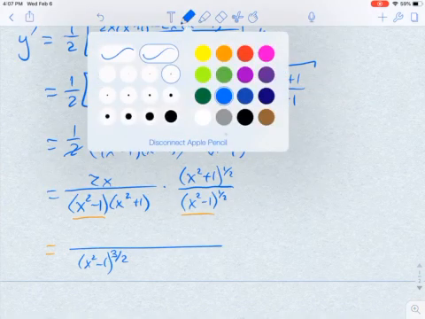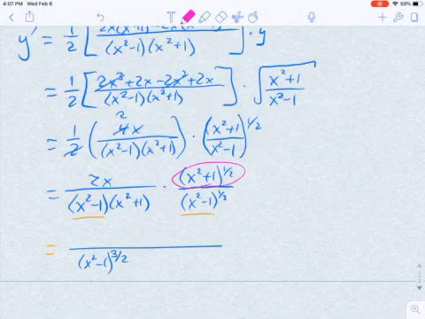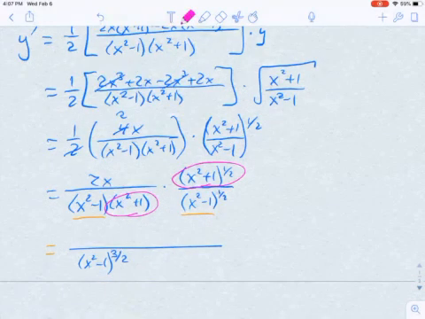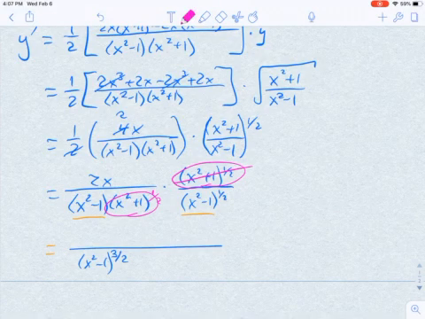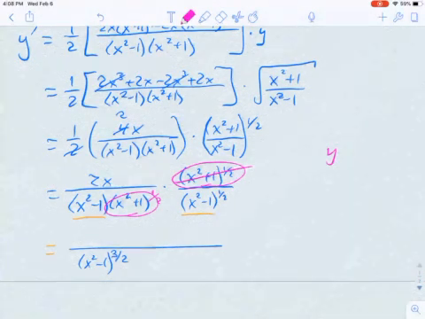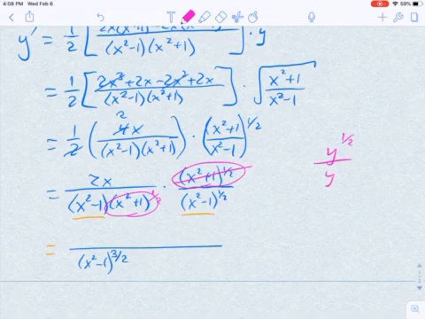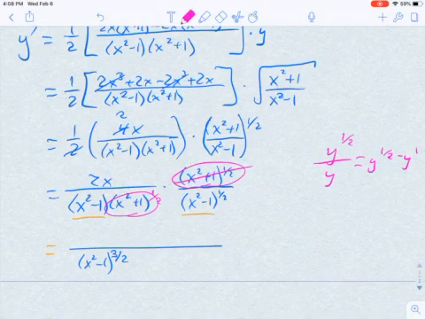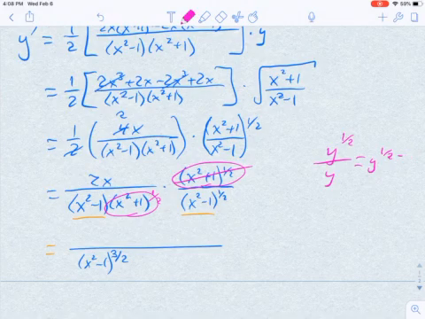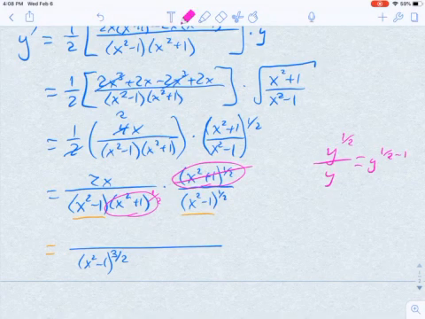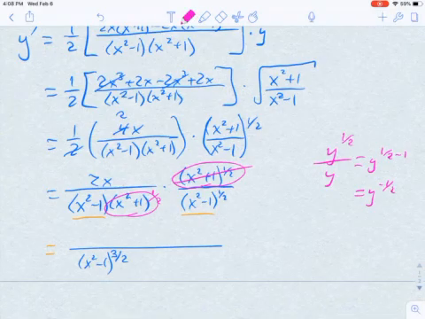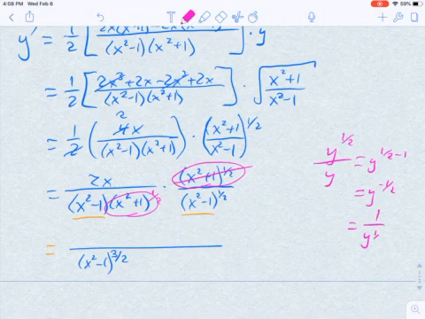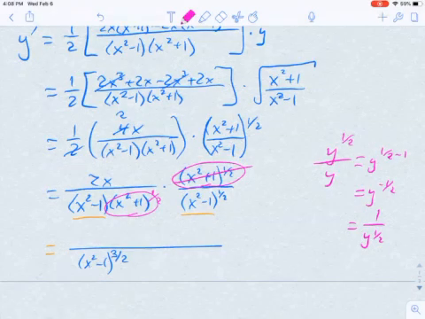And then this one and this one are actually going to have some cancellation. This is gone, and there would be 1/2 left here. Y to the 1/2 over y is the same. When you divide with the same base, you subtract the exponents. So it's 1/2 minus 1 or negative 1/2. But that's the same thing. It's just 1 over y to the 1/2. So they cancel. Probably the easiest way to see it.